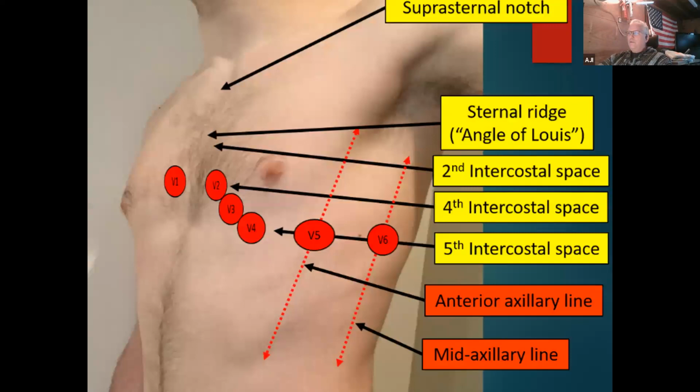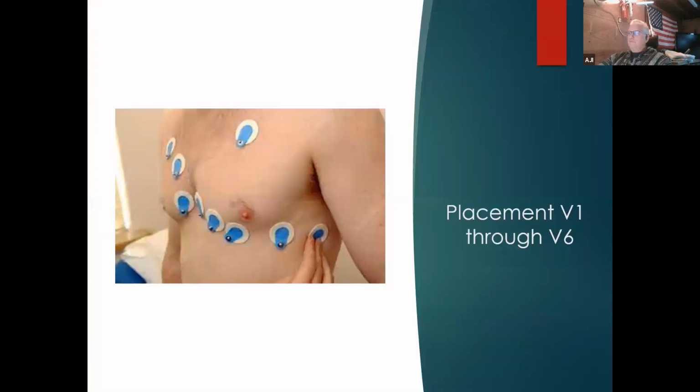There you go. Suprasternal notch. Angle of Louis. Counted down. Fourth intercostal space. V1 and V2. V4, that's in the fifth intercostal space. And then you have mid anterior axillary line, or you could head straight down from the shoulder and then mid axillary line, which is straight down from the armpit. That is your placement.